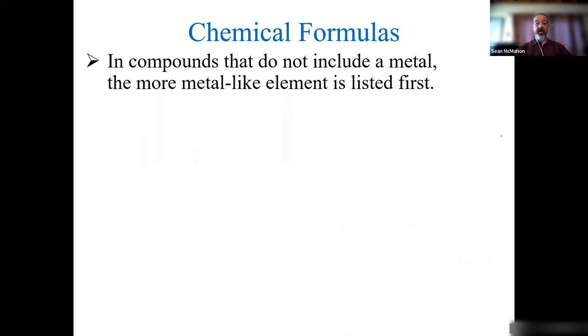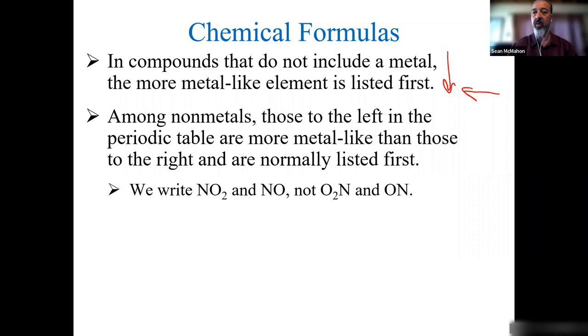Some compounds aren't going to include metals, okay? But in that case, you're going to use the more metallic-like element. So if you remember, we talked about metallic character in chapter 4 as one of the periodic trends. Basically, the further on the bottom and the further to the left, that's the most metallic, right? So as you go down a column or a group, or to the right of a period, it makes it more metallic. So we would write nitrogen dioxide or nitrogen oxide and not the other way around.